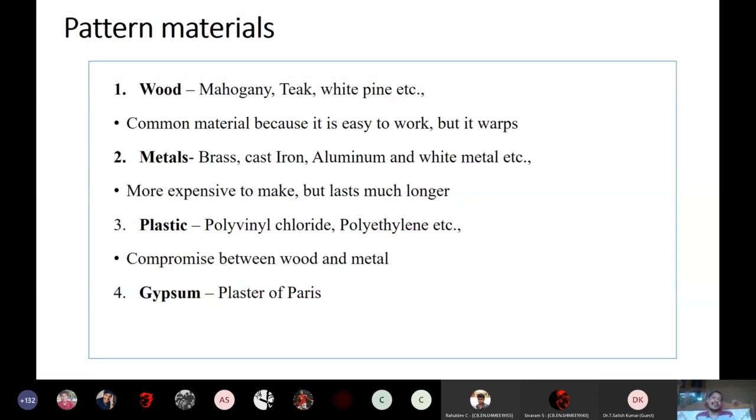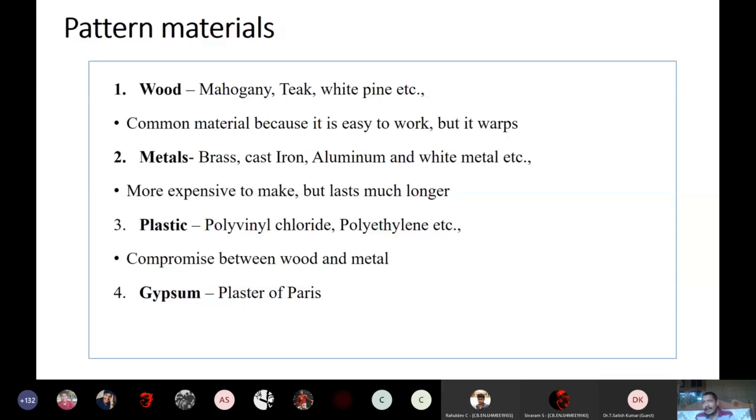So brass or cast iron or aluminum or white metal. They are the common metallic materials which are used for making the pattern. The metallic materials are expensive to make. You have to spend more than for a wooden pattern in the case of a metallic pattern, but their life is much longer. The issues related to warpage will not occur in a metallic pattern.